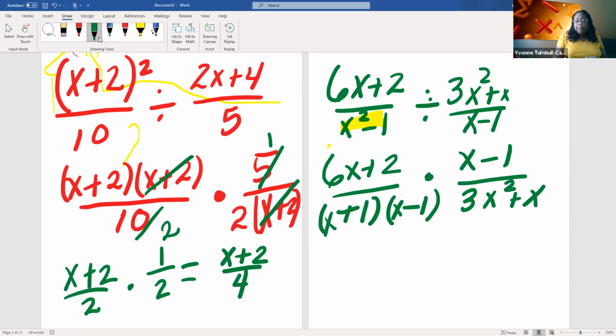Now, as I look at my problem, I notice that I still have some things that can be factored. Like, for example, my first numerator right here, I have 6 and 2, and they're both divisible by 2, so I'm going to pull out a 2. And when I do, I'm going to be left with 3x plus 2.